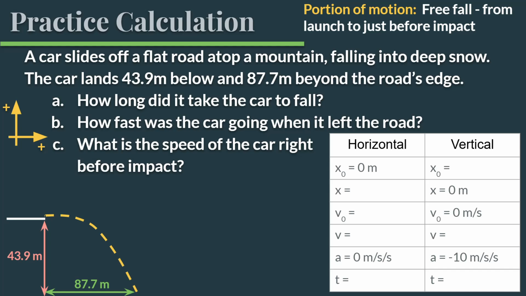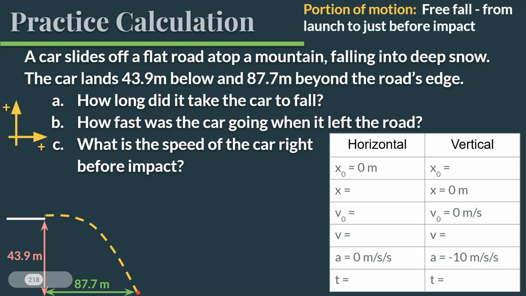All right. So now we're going to fill in our table. You'll notice I already have some things filled in. I went ahead and called the initial horizontal position 0. So I'm going to say that this horizontal position 0 is over here. That way, whenever I talk about my final position, I'll know that it's 87.7 meters away. Vertically, I labeled my final position as 0. So I'm going to say when it lands in the snow below the cliff, that's 0.